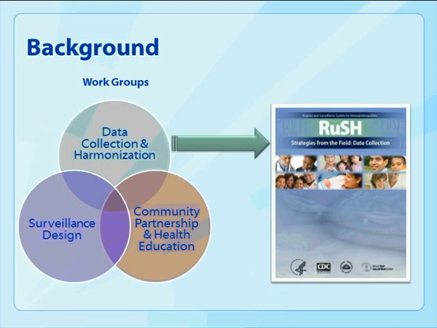To achieve the RusH project objectives, 3 work groups were developed: data collection and harmonization, surveillance and design, as well as community partnership and health education. And today we're introducing and reviewing the publication that was produced for the data collection and harmonization work group.